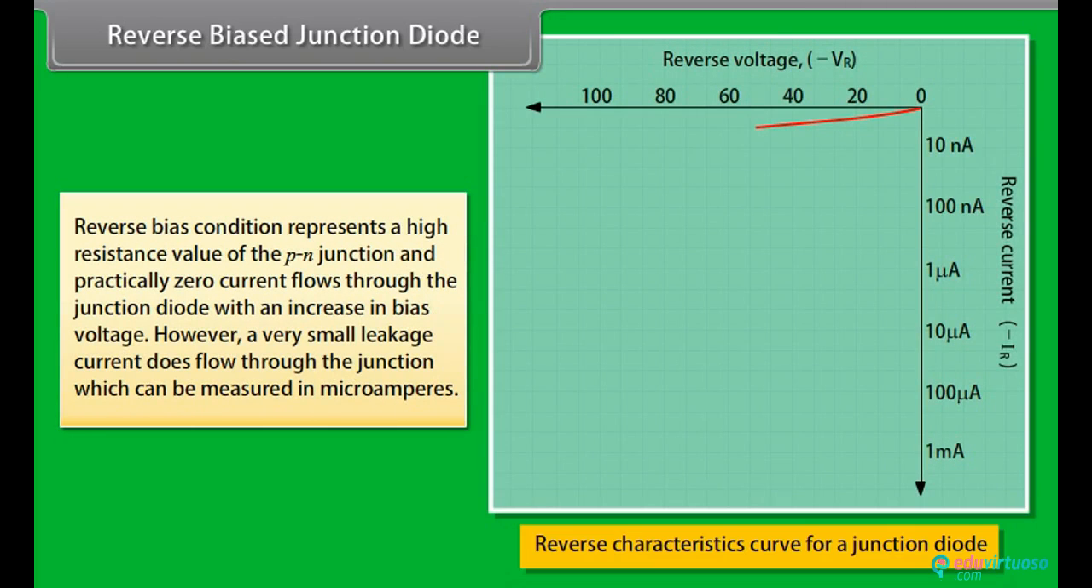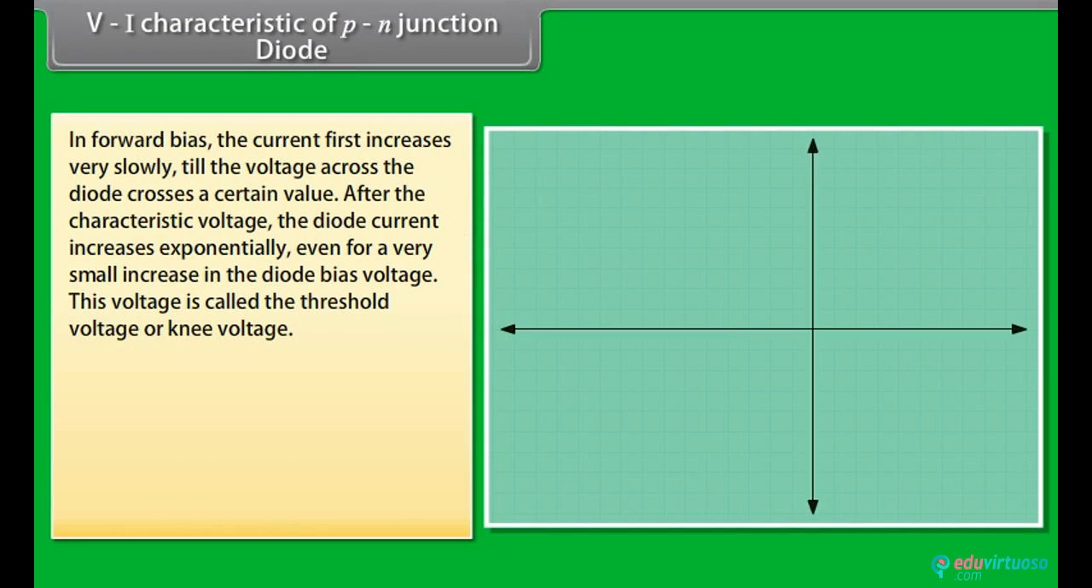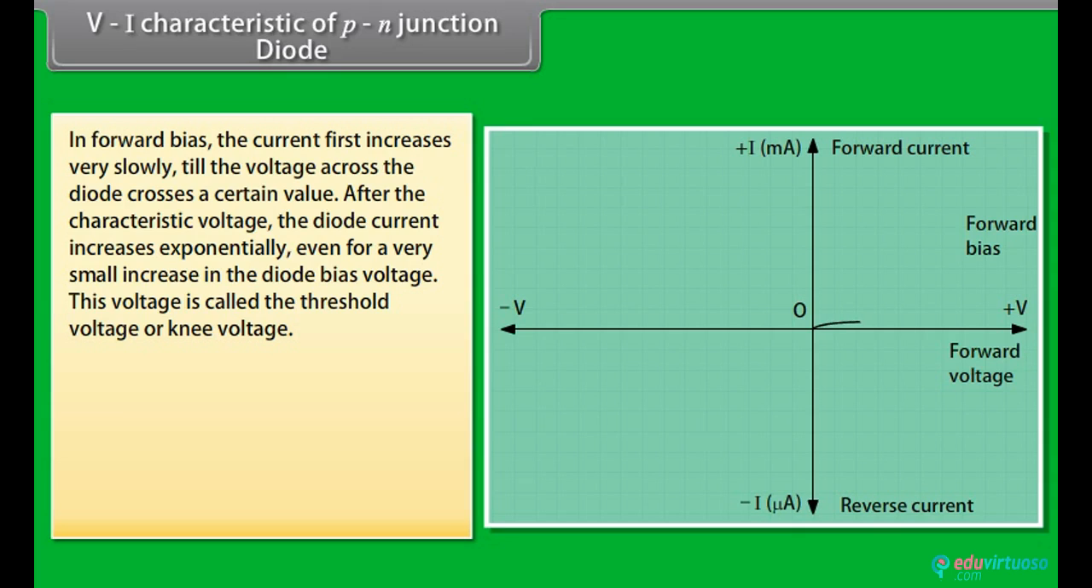Reverse bias condition represents a high resistance value of the p-n junction, and practically zero current flows through the junction diode with an increase in bias voltage. However, a very small leakage current does flow through the junction, which can be measured in microamperes. IV characteristic of p-n junction diode. In forward bias, the current first increases very slowly till the voltage across the diode crosses a certain value.